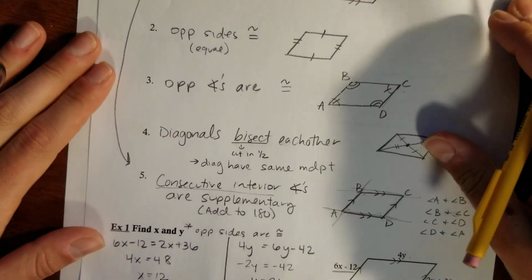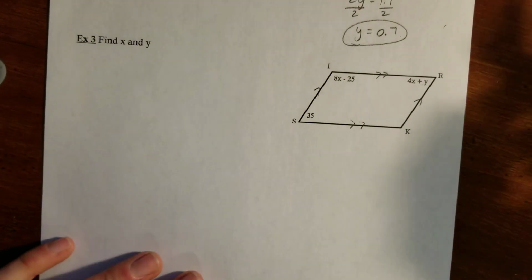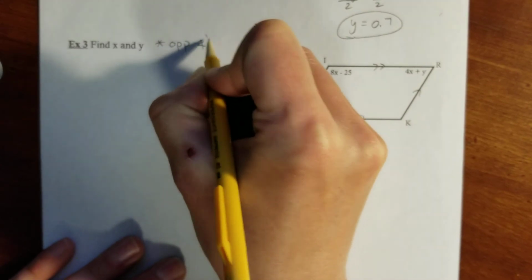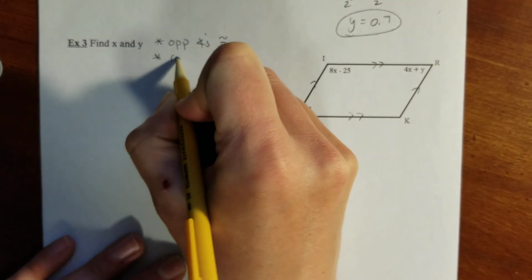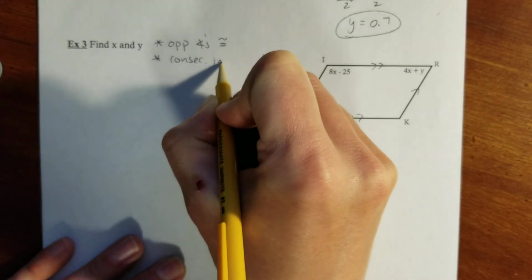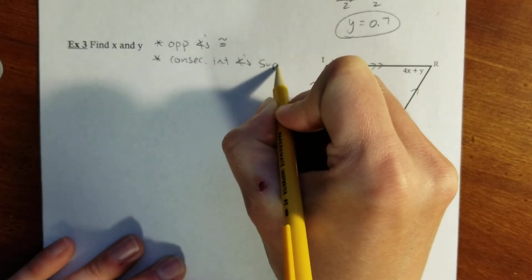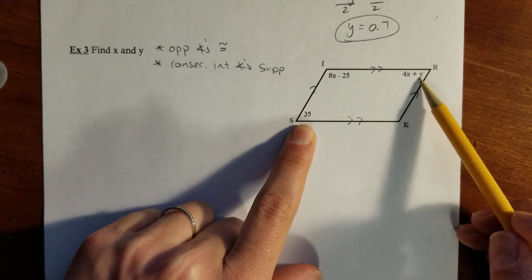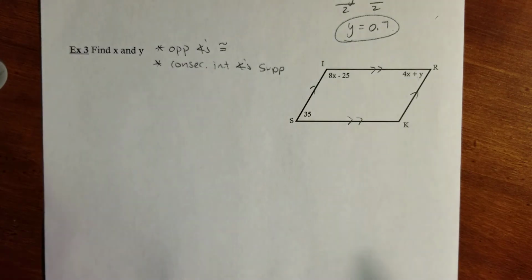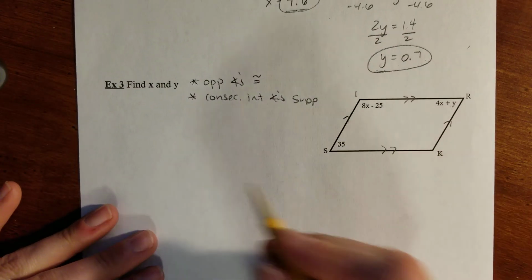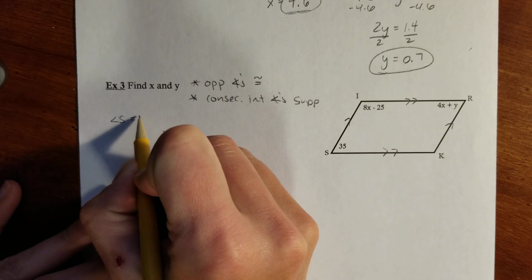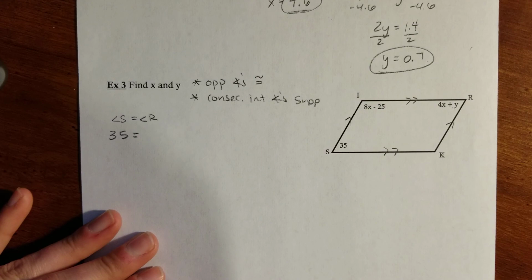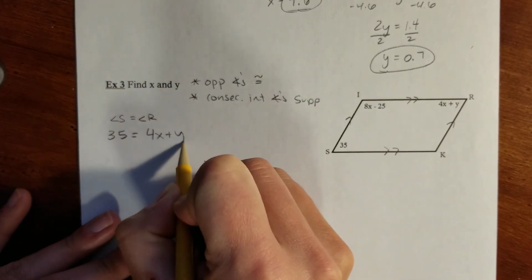All right, so let's see which one of those will help us. So opposite angles are congruent, and we have consecutive interior angles supplementary. Okay, opposite angles congruent would mean S and R are congruent, and I and K are congruent. So if we were going to write an equation for that, we know angle S is equal to angle R. So that would be 35 is equal to 4x plus y.